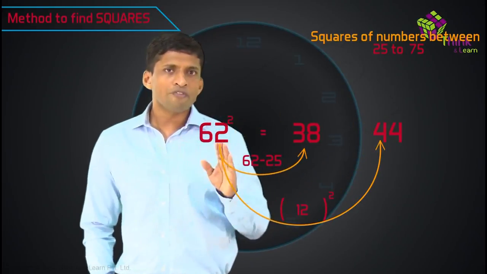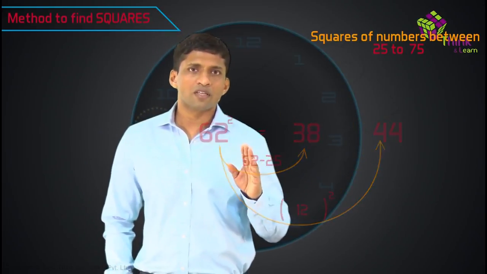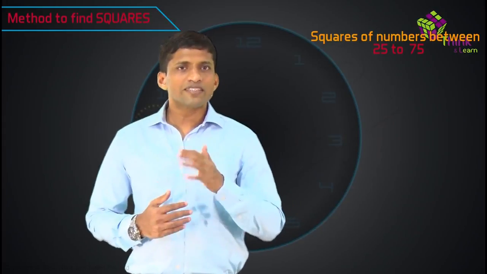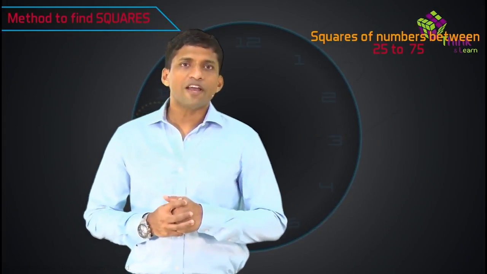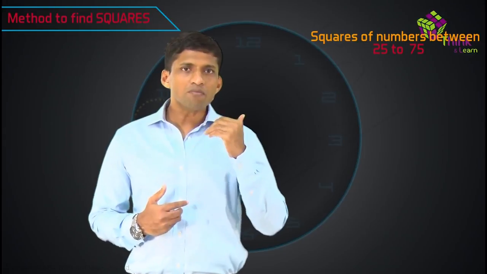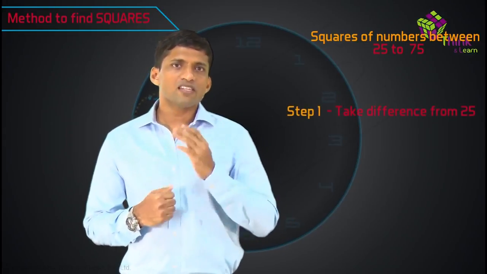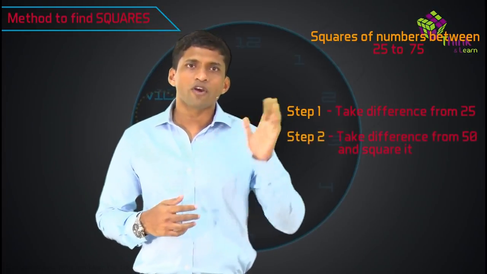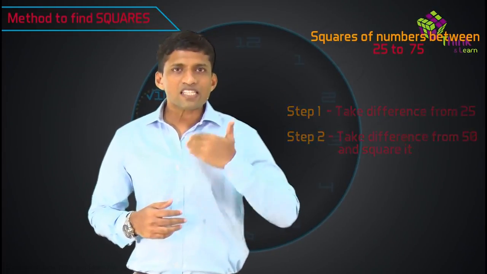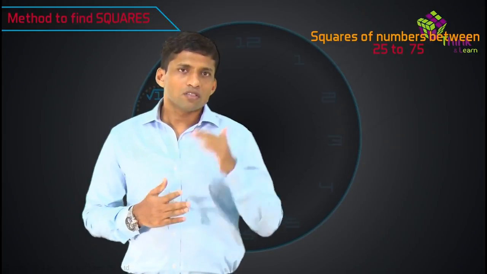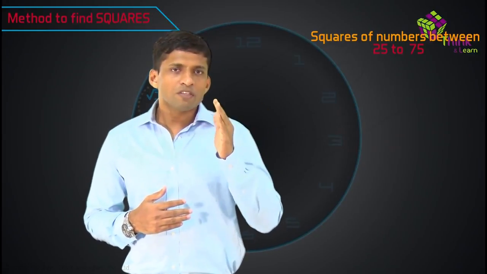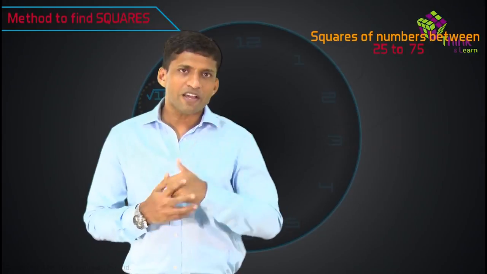I hope all of you clearly understood this method. Now if you think about it, this method is actually based on multiples of 25. We are actually taking the difference from multiples of 25. First step is taking the difference from 25. Second step is taking the difference from 50 and square of that. Now to extend this further, the previous method is one which we can use between 25 and 75.